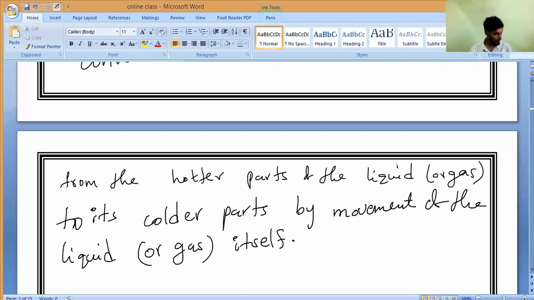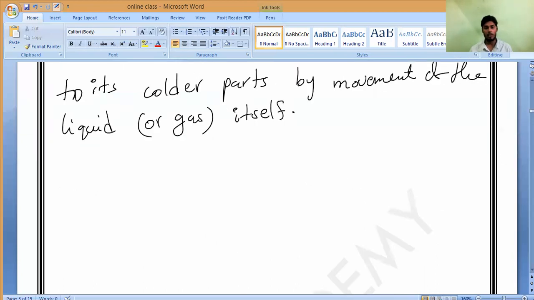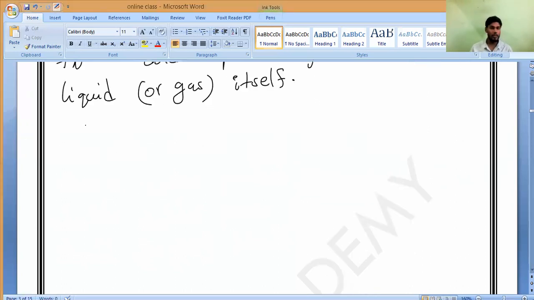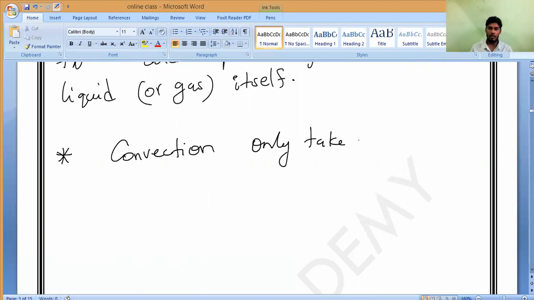Completed? So that is what you should note down. Next point, you also note it down. Convection also cannot take place in where? Empty space, or also we can call it vacuum. So that point also you should note. Convection only takes place in liquids and gases.